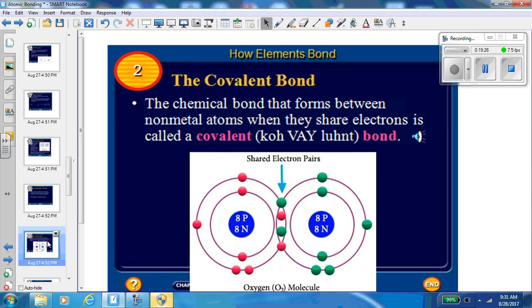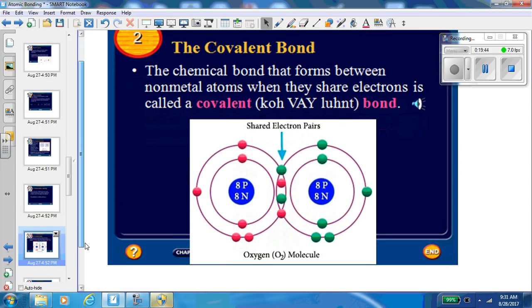The covalent bond is a chemical bond that forms between nonmetal atoms when they share electrons. Covalent bonds happen typically between 2 nonmetals, okay? Remember we said ionic bonds happen between a metal and a nonmetal. Typically with covalent bonds, that's going to be between 2 nonmetals.